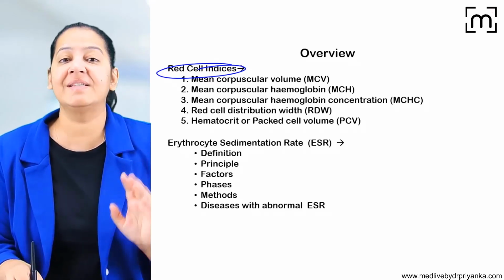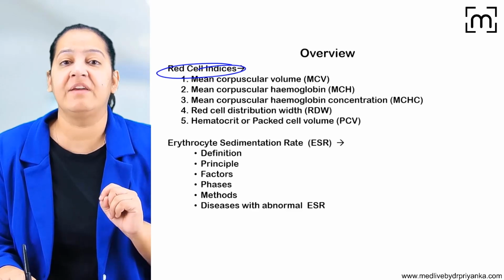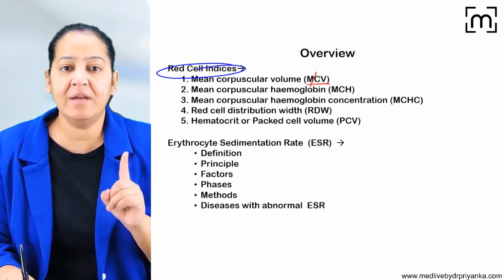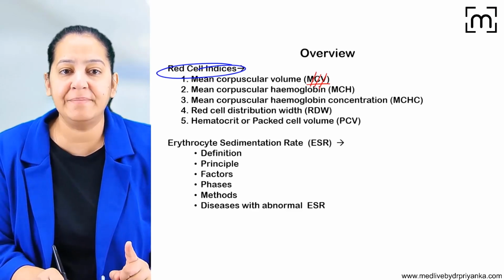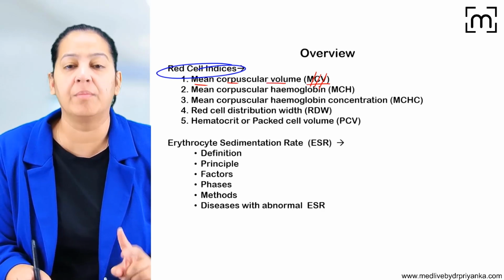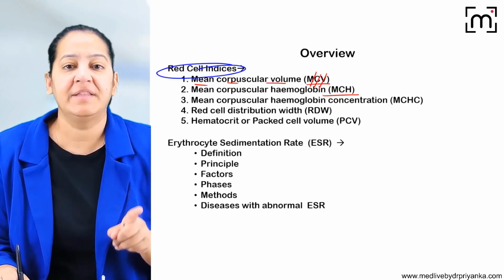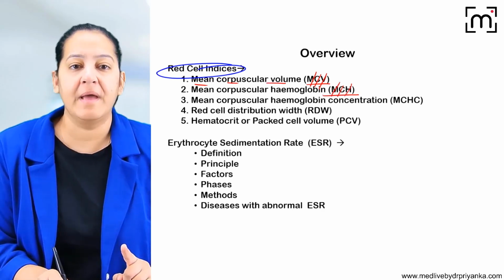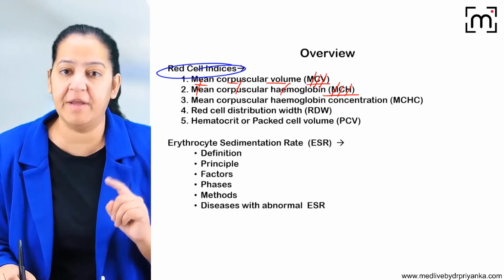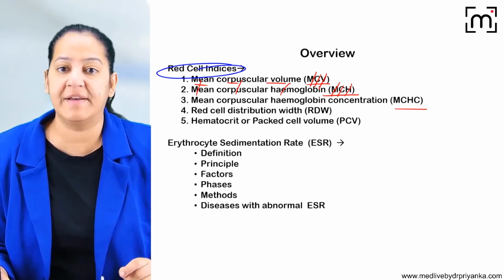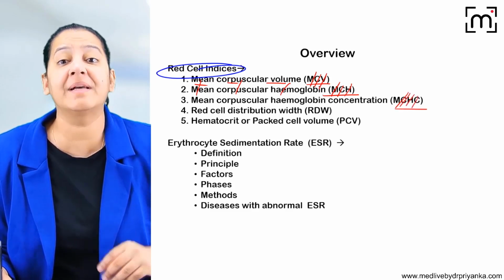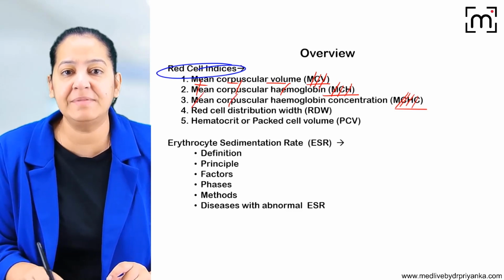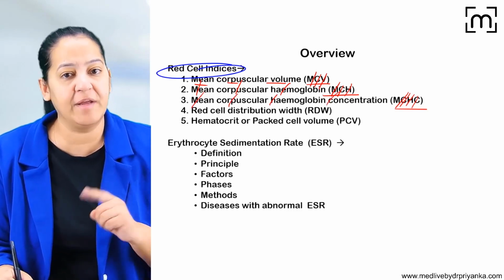So the 5 indices are, the first one is MCV. What's the full form of MCV? It's mean corpuscular volume. The second is MCH, mean corpuscular hemoglobin. The third is MCHC, mean corpuscular hemoglobin concentration.